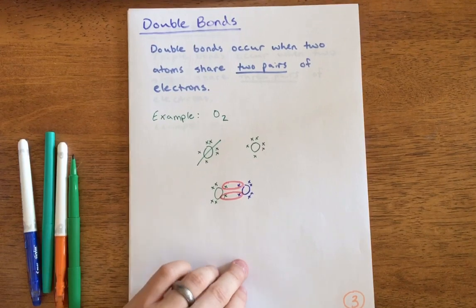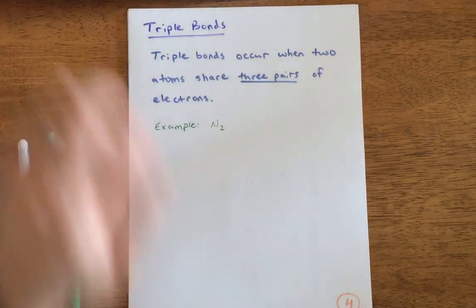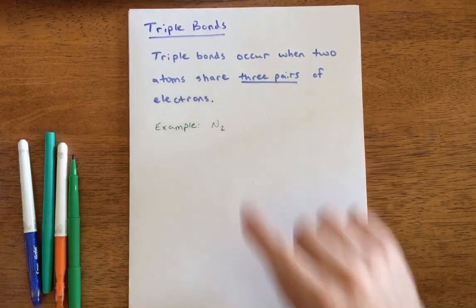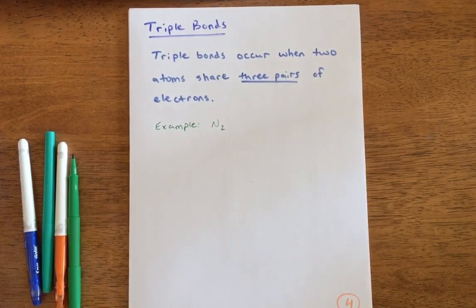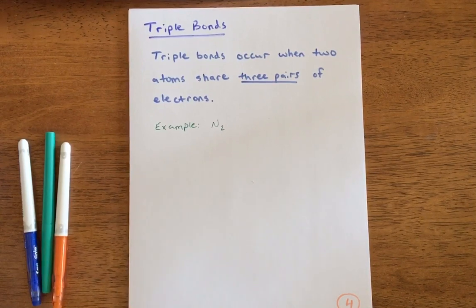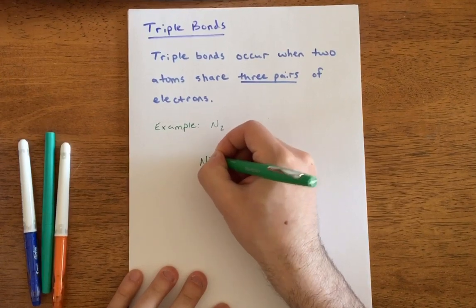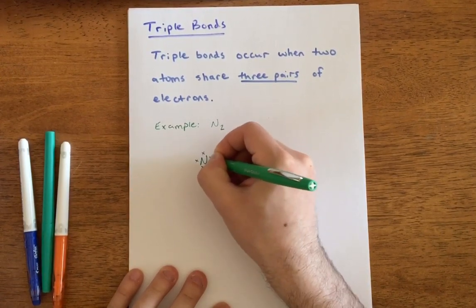Okay, last example. Triple bond. A triple bond will occur when 2 atoms share 3 pairs of electrons. So that's probably what you guessed. That kind of fits our pattern. This time we're going to look at nitrogen. Nitrogen has 5 valence electrons, so its Lewis dot structure looks something like this. 1, 2, 3, 4, 5.